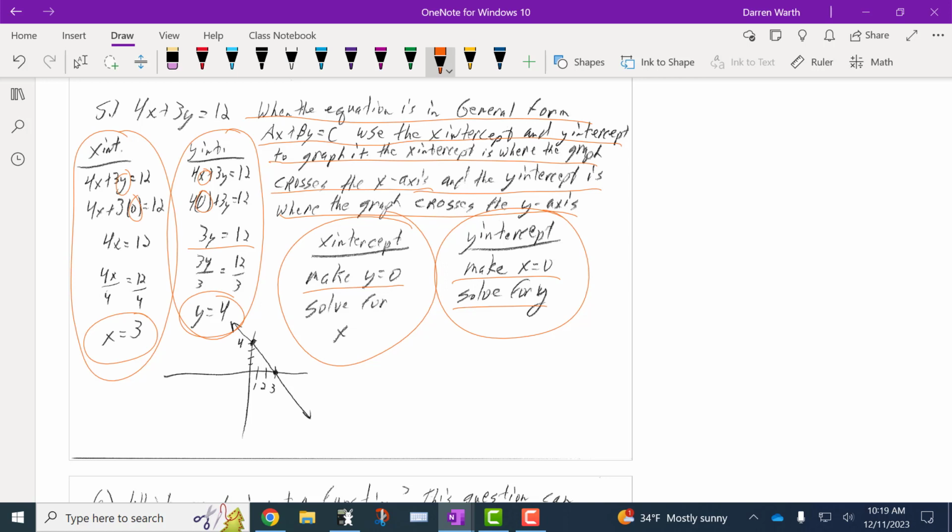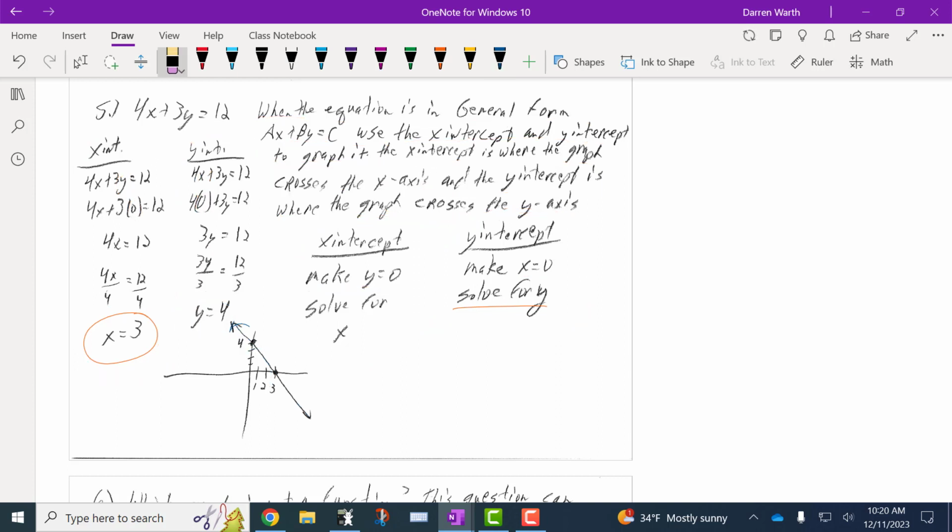So now to graph this, notice I just go to my x-intercept. It's where the graph crosses the x-axis, at 3. I go to my y-intercept, which is at 4, and put my dot at 4. And then once I'm done doing that, I just have to connect them on my graph. And that's what my graph will look like. And that's how you graph an equation that is in general form. Okay, now on this next problem, number 6.